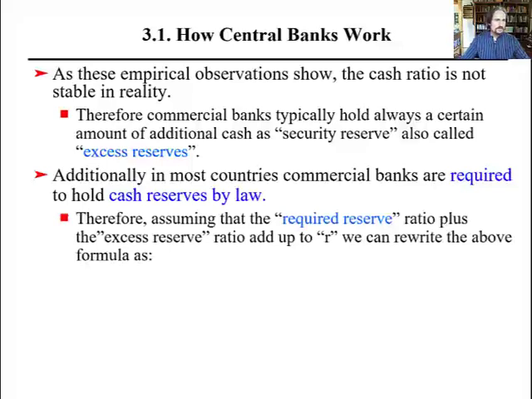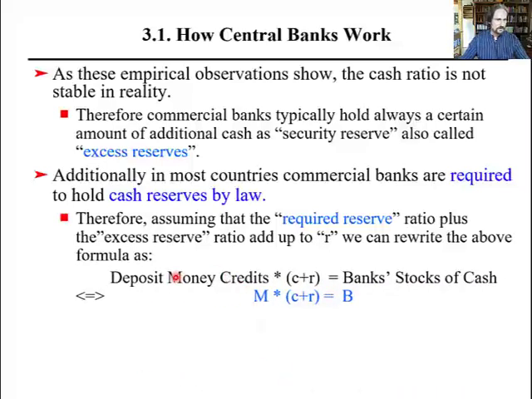Assuming that this required reserve ratio plus the excess reserve ratio add up to small letter r, we can rewrite the above formula in the following way. Deposit money credits multiplied with the sum of the cash ratio plus the reserve ratio must equal the commercial bank's stock of cash. If you divide now again over the cash ratio plus the reserve ratio, we receive again the maximum amount of deposit money that commercial banks can create with the bank's stock of cash received from the central bank.